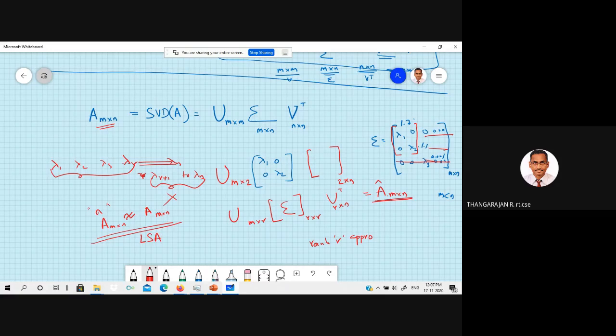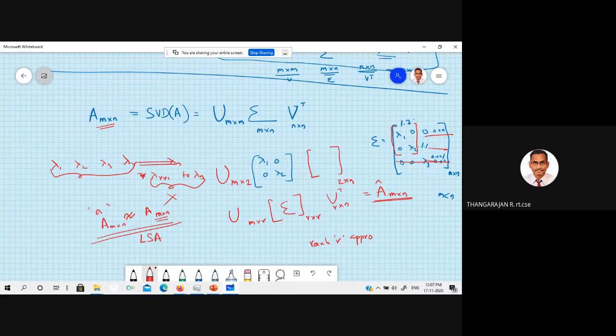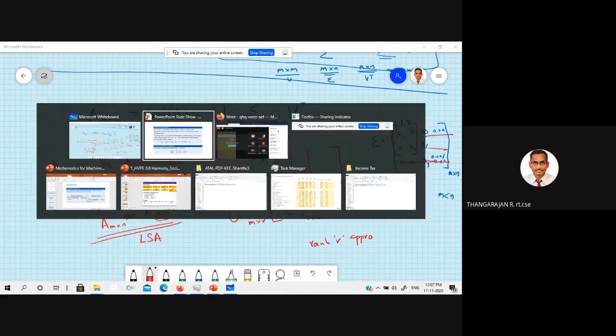In that case, you find that some hidden knowledge or hidden patterns emerge in A cap. They emerge in A cap, but they are not there in A. You cannot see them in A. Okay, so that is one thing. And another thing is in image processing. So that I will show you with an example.